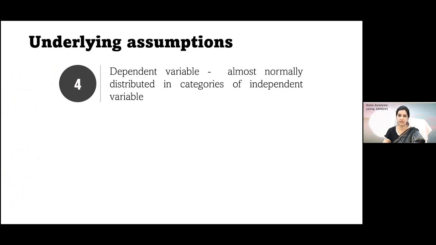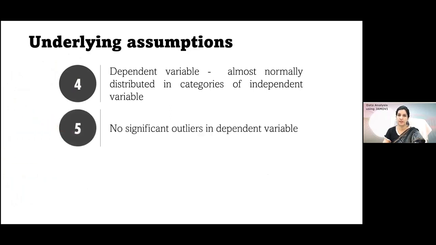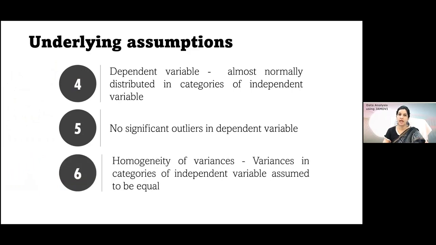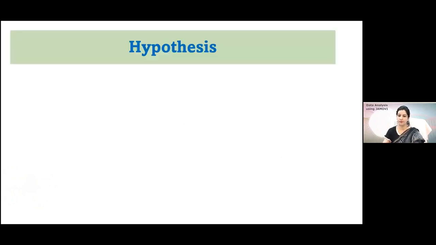This also we tested in the independent sample t-test. There should not be any significant outlier in the dependent variable, and there should be homogeneity of variance. That means the variances in the categories of the independent variable, we assume that it is all the 3 groups, they are having, from those populations from which we have withdrawn these samples, equal variance.